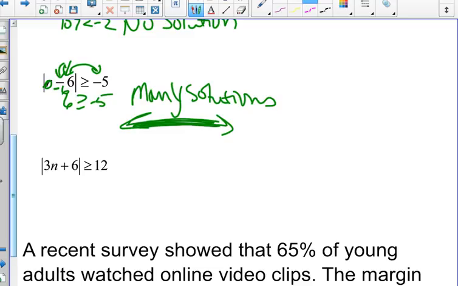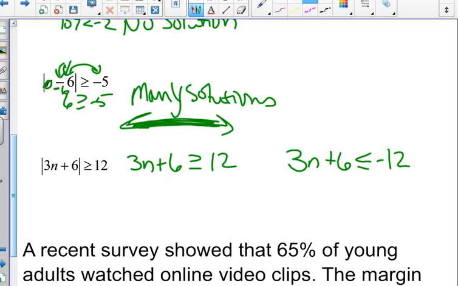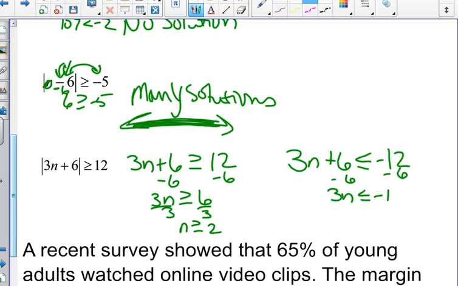Alright, so let's solve this one. It's a little bit more of a two-stepper. Okay, so we're going to have 3n plus 6 is greater than or equal to 12. And we're going to write it as 3n plus 6 is less than or equal to, because we're flipping the sign, negative 12. Two-step equation says you subtract first. So you get 3n is greater than or equal to 6, divided by 3. So n is greater than or equal to 2. Same here, subtract 6. So 3n is less than or equal to negative 18, divided by 3. So n is less than or equal to negative 6.